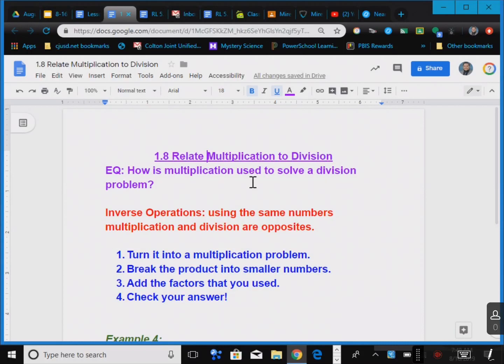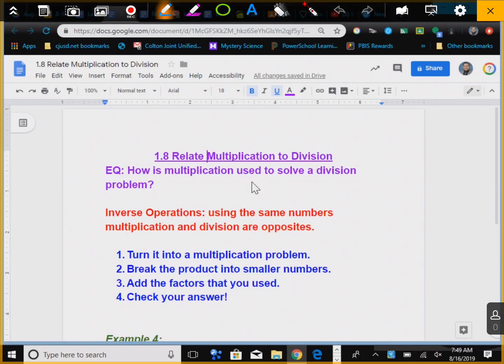So the essential question that we're looking at is, how is multiplication used to solve a division problem? And the terms, there's only one term, and I need you to write it down, and it's inverse operations. And what this means is when you're using the same numbers with multiplication and division, they're opposites. Let me give you an example for inverse operations, so you can write this example down, okay?